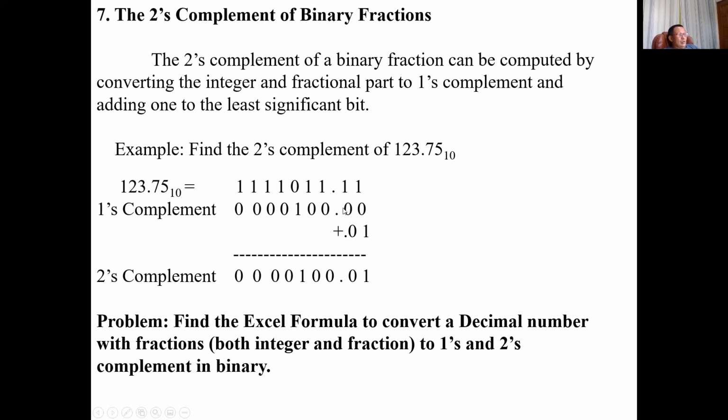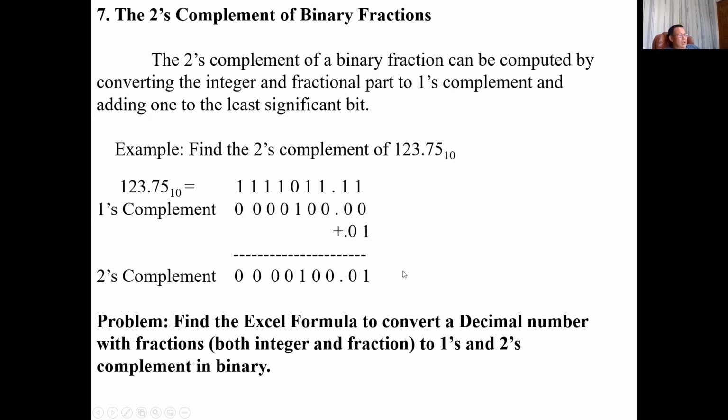Okay, you flip all the 0's to 1's and 1's to 0's and add 1 to the least significant bit. Dito sa pinakadulo, okay? Not in here, in the binary, but to the least significant bit. Okay, adding 1 to the least significant bit. Any questions? No? So the 2's complement of 123.75 is 0001 0001. Okay?